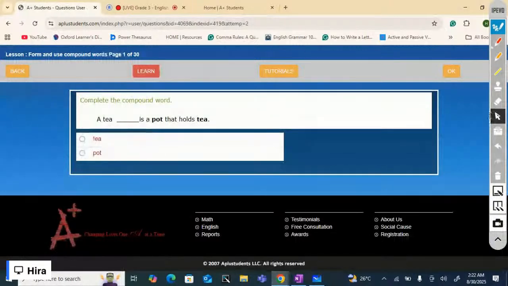Now complete the compound word. A tea blank is a part that holds tea. Now you have to complete this compound word. One part of this compound word is missing, and you have to complete it. It is a part, which means that it is a part that holds tea. Now, what is the part called that holds tea? A teapot. So we have to write the missing word here, which completes this compound word. A teapot is a pot that holds tea.